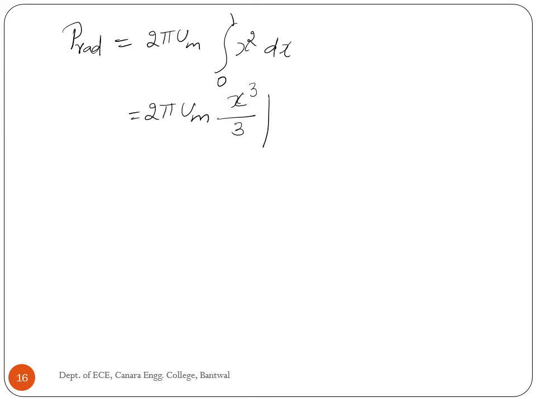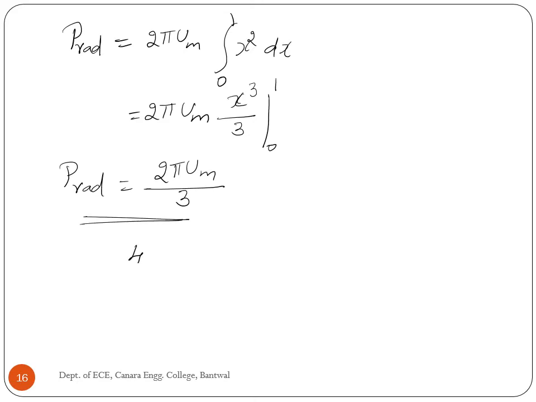Radiated power is equal to 2 pi Um. To change the sign, I'll change the limit, that is 0 to 1, which is equal to 2 pi Um times x cube by 3, 0 to 1. Therefore, radiated power is equal to 2 pi Um by 3.